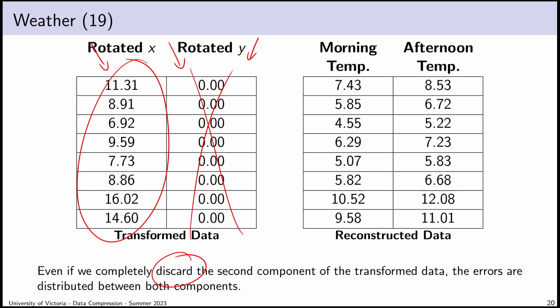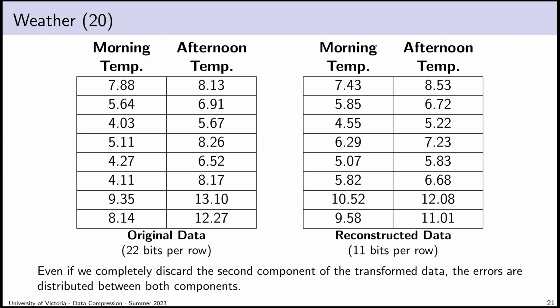If I do that, and I take a look at my morning and afternoon temperatures, you'll notice that they do still look surprisingly convincing. I've deleted one half of my data after performing one transformation and without doing that much extra analysis, and I end up with a table that looks somewhat plausible. We'll compare it. Here's my original data with 22 bits. Here's my reconstructed data with half as much information.